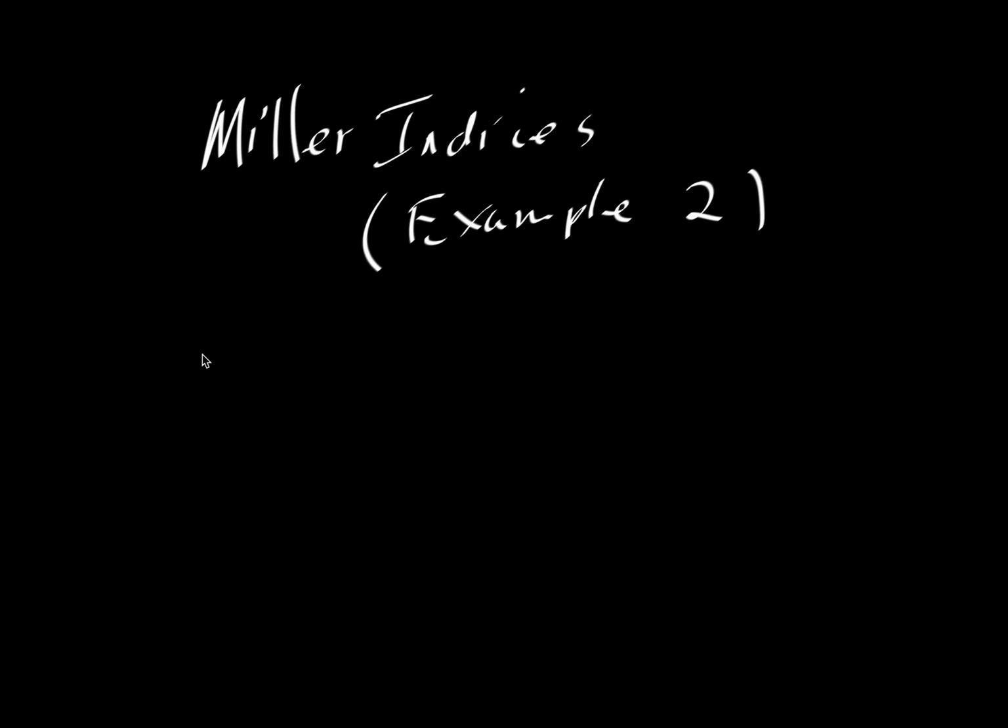So we're going to look again at Miller Indices, picking up where we left off in another video. But we're going to look at a different case where instead of having all of the axes being intercepted at the same value, so we looked at something that hit A at 2, B at 2, C at 2, so here are A, B, and C axes.